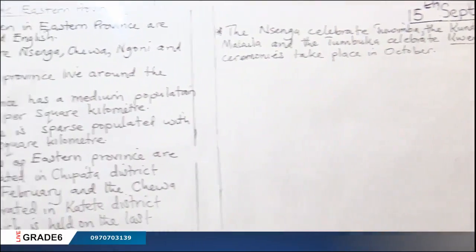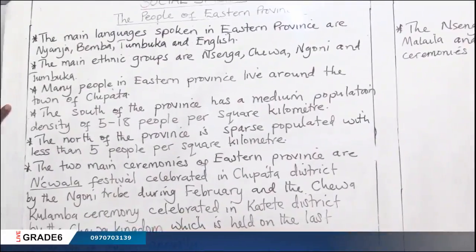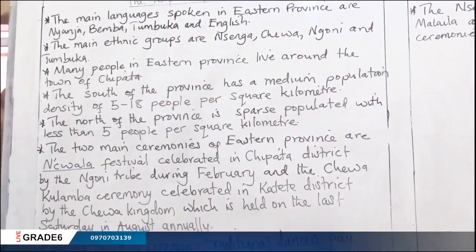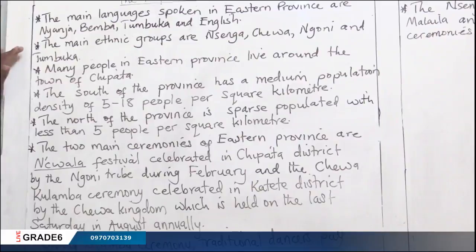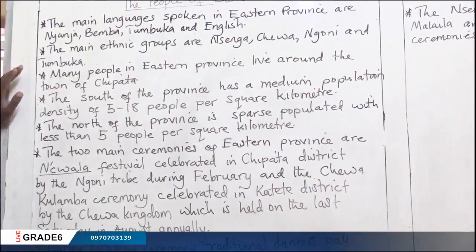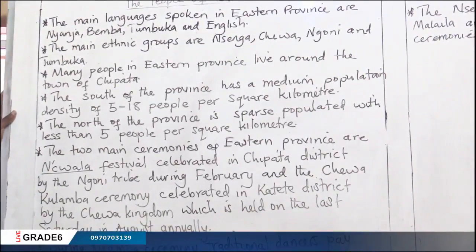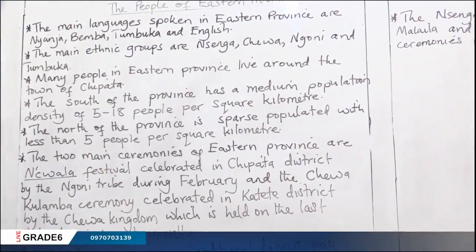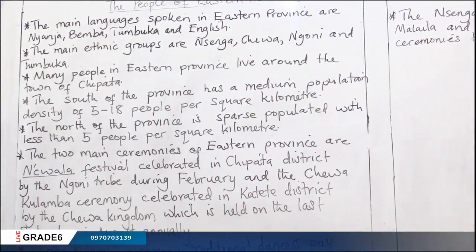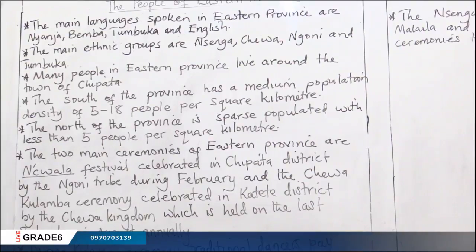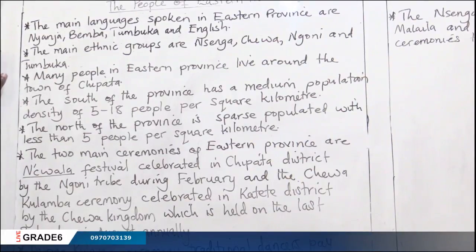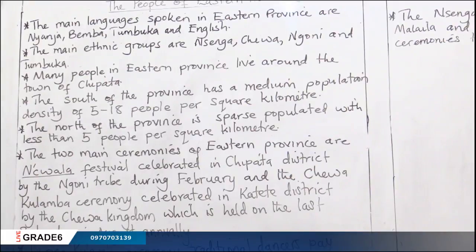All right, so boys and girls, we are looking at the people of Eastern Province. The main languages spoken in Eastern Province are Nyanja, Bemba, Tumbuka, and English. You must understand that when it comes to Nyanja, there's a mixture of Chewa, Nsenga, even Tumbuka itself, it's part of Nyanja. So those are the main languages that are spoken in Eastern Province.